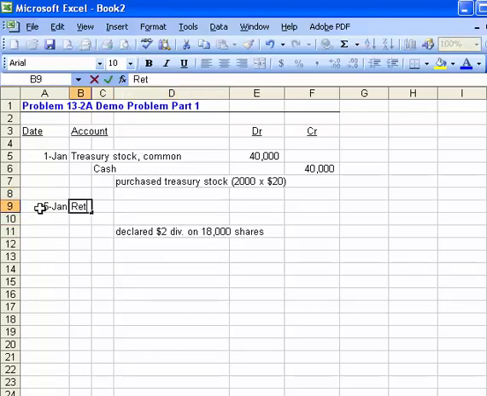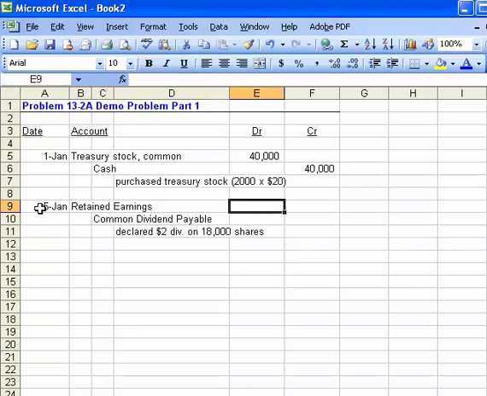Declaration of a dividend we'll take as a debit to retained earnings. So it reduces retained earnings. And we'll record the liability, common dividend payable. Amount will be equal to the $2 a share times the 18,000 shares that were outstanding at that point.